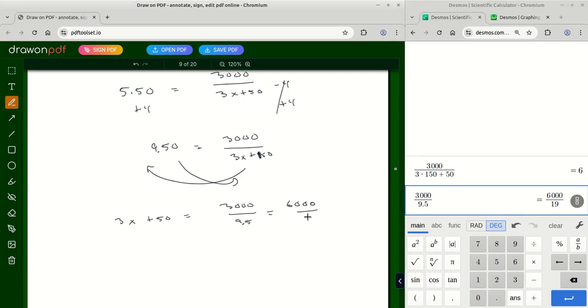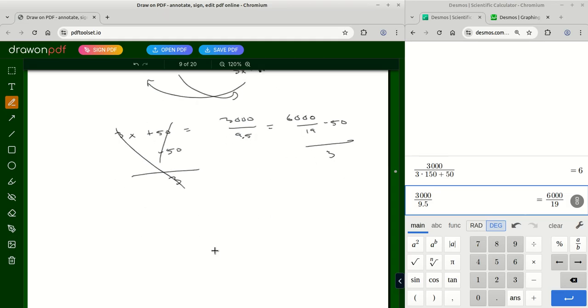Okay, I guess. I'll take it. I don't know. And then I'm going to minus 50. And then I'm going to divide by the 3. There's my x. 6,000 over 19 minus the 50, all over 3. Here we go.